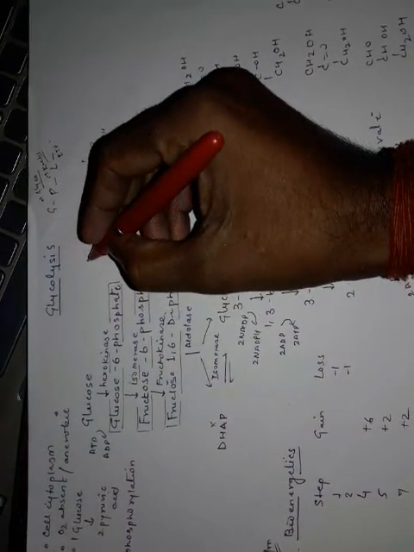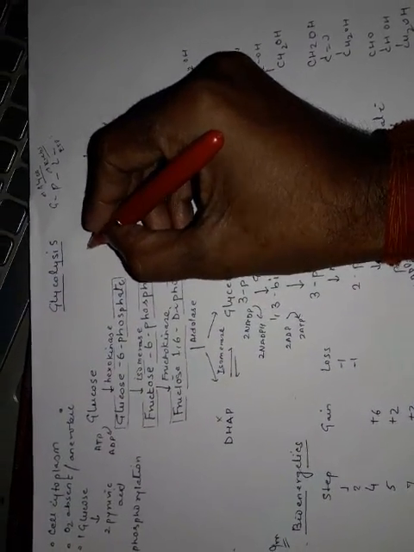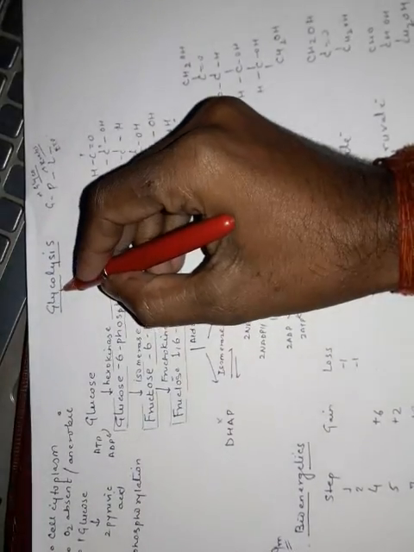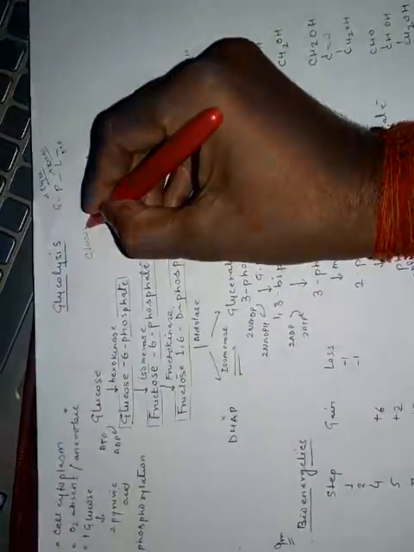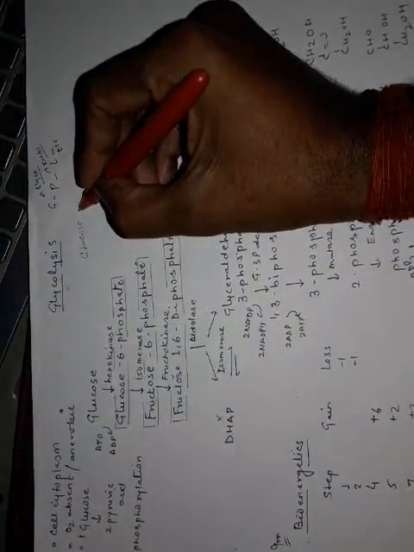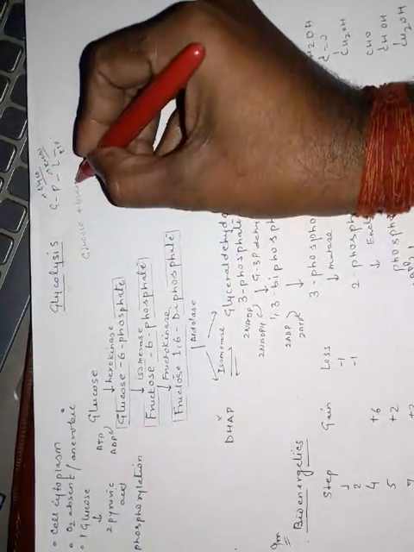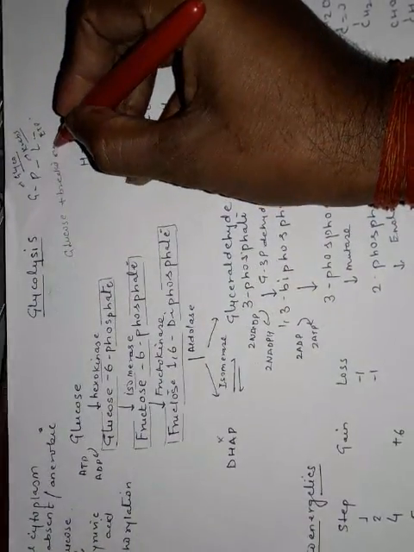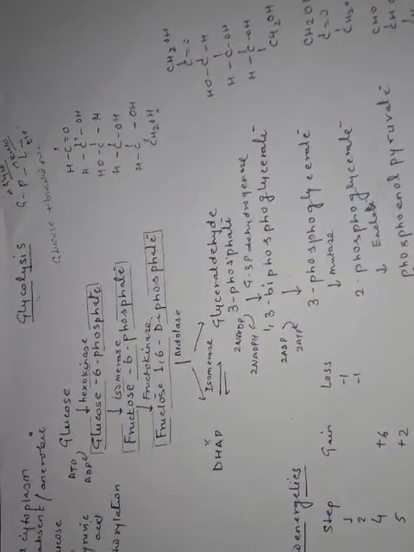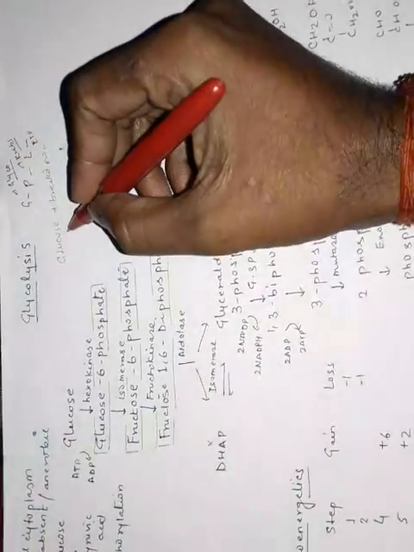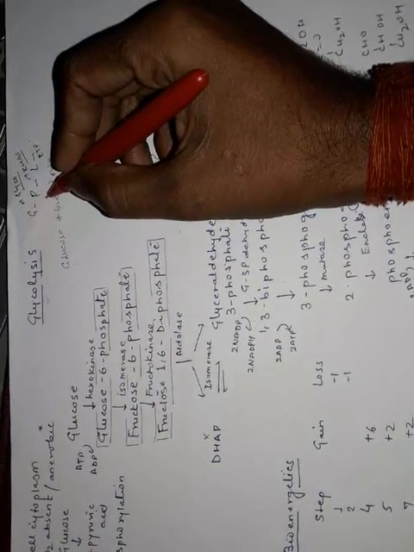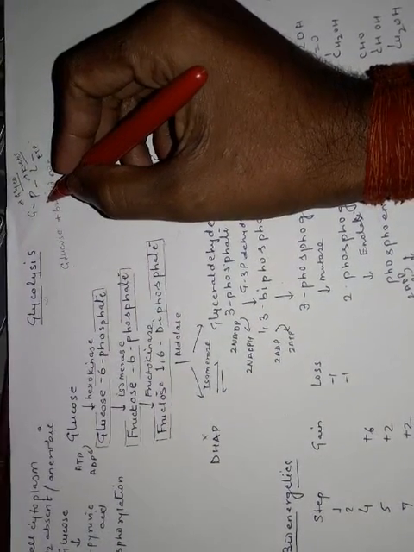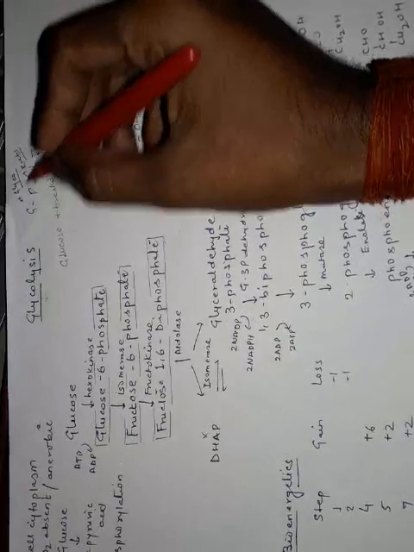If you see the word glycolysis, glyco represents glucose, and lysis means breakdown. So simply, in this process glucose is broken down into pyruvic acid. If a definition is asked, what is glycolysis, you can simply write that the breakdown of glucose to pyruvic acid is called glycolysis. It is simple.